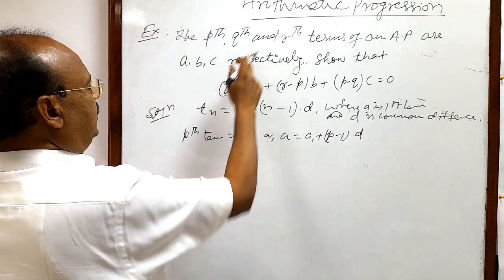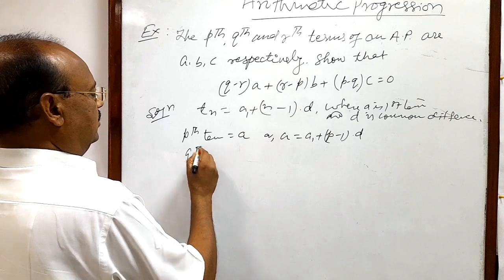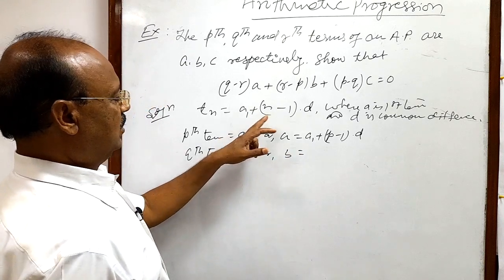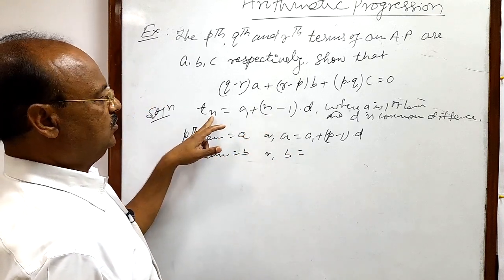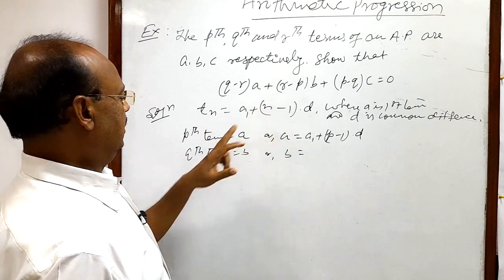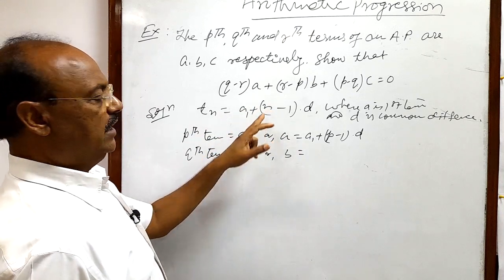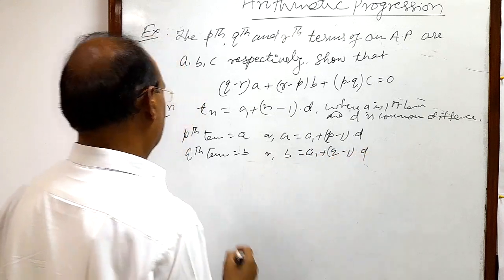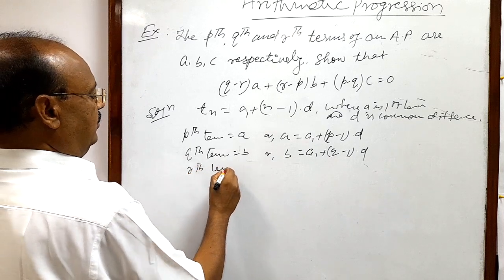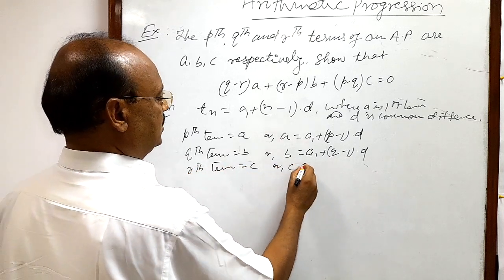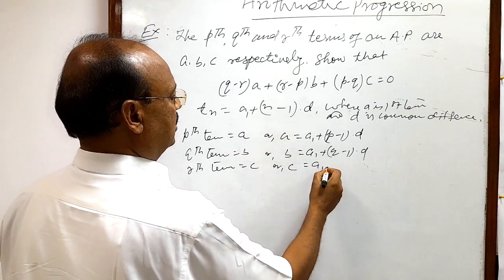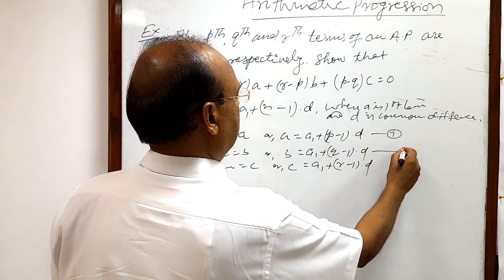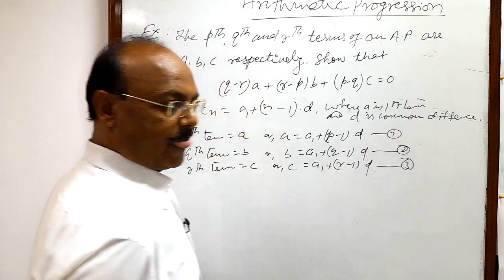Similarly, the qth term is b. So b can be written, by this formula, as follows: in place of Tn we are writing n, so for the qth term, in place of n you write q. So this is a1 plus q minus 1 into d. Similarly, the rth term is c, so c is, by this formula, a1 plus r minus 1 into d. Suppose this is relation 1, this is relation 2 and this is relation 3, correct.